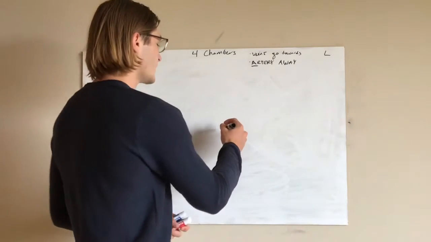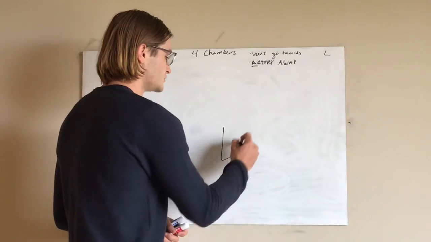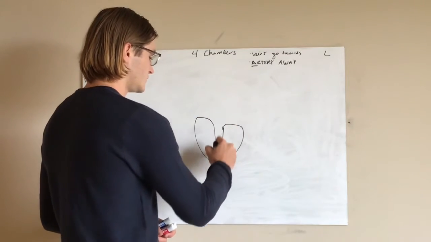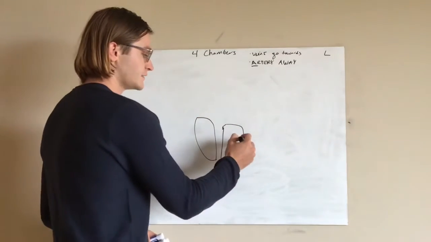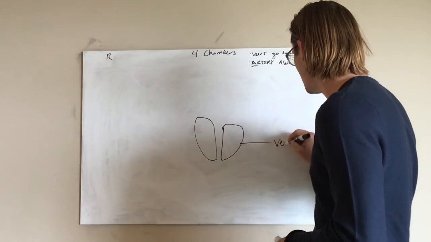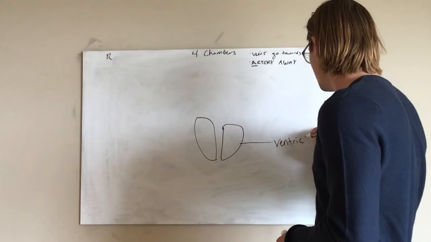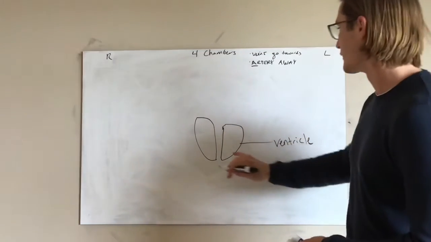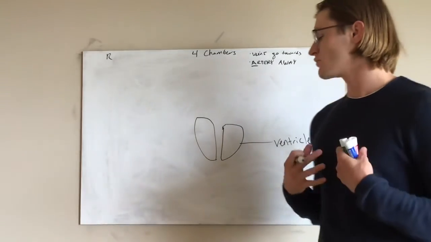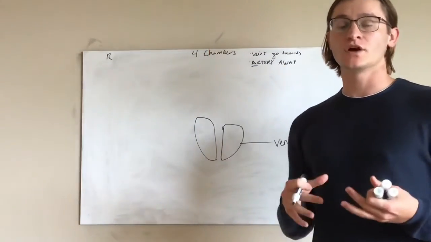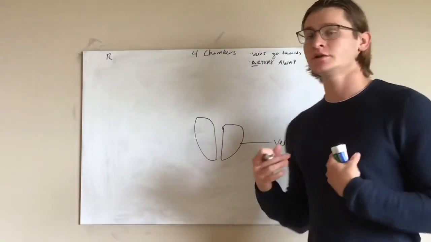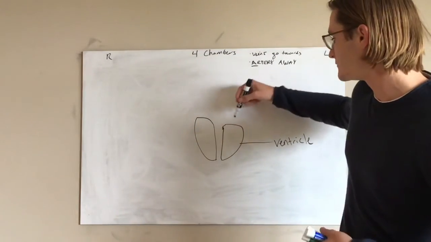So to get started, we're going to have two different bottom chambers, and these are going to be called ventricles. So this is your ventricle. You have your left ventricle and right ventricle. And a ventricle is pretty much an area where your blood's going to rush into. It's going to have different valves, but it's going to rush into it. And these are the bottom chambers of the heart.